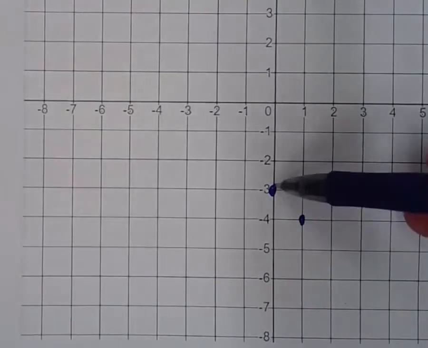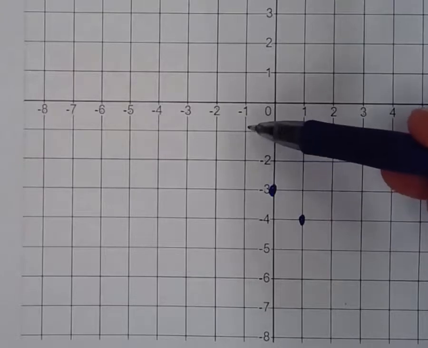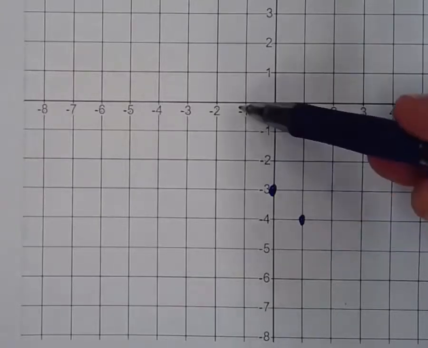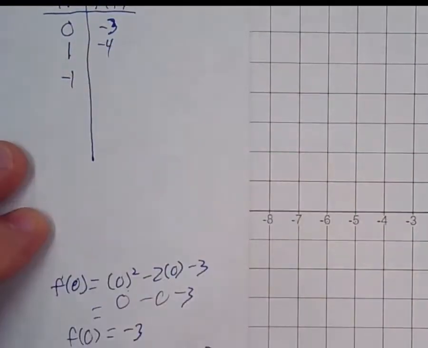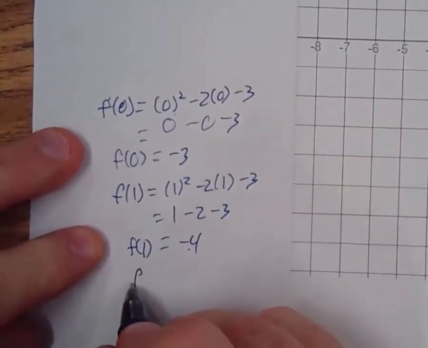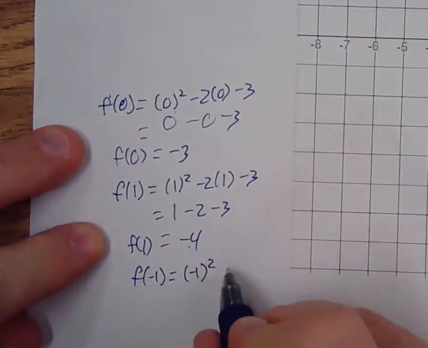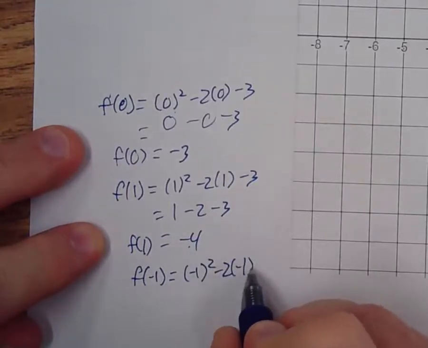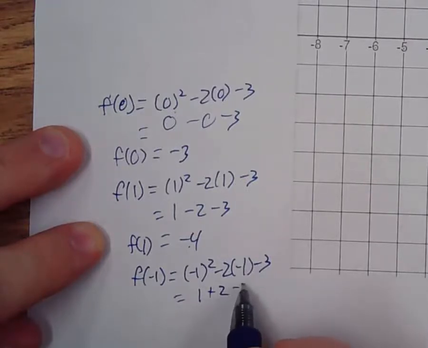You'll notice I'm actually going away from the axis, so actually I should try to choose a point on this side over here, an x value over here, because I want to go towards the axis. So I'm going to choose negative 1 next. And I'm going to do the same thing as I did down here, so f of negative 1 is going to equal negative 1 squared minus 2 times negative 1 minus 3. So negative 1 squared is 1. Negative 2 times negative 1 is going to give me a positive 2, and then minus 3.